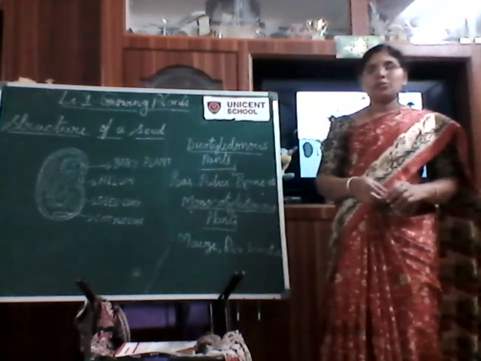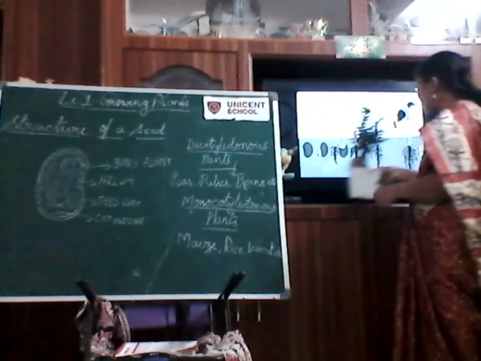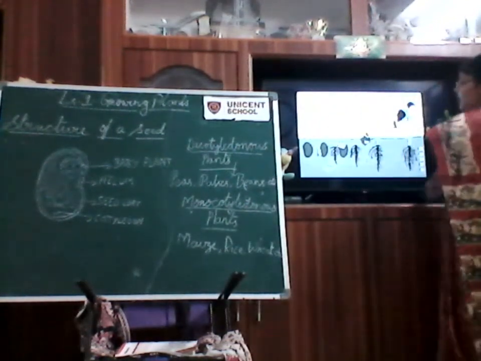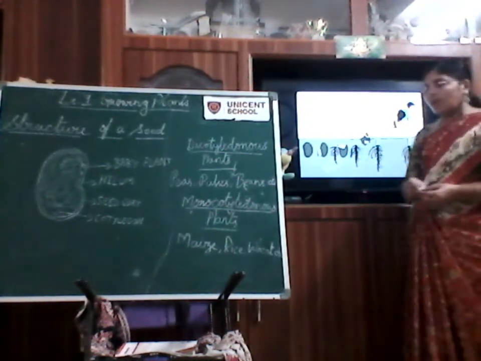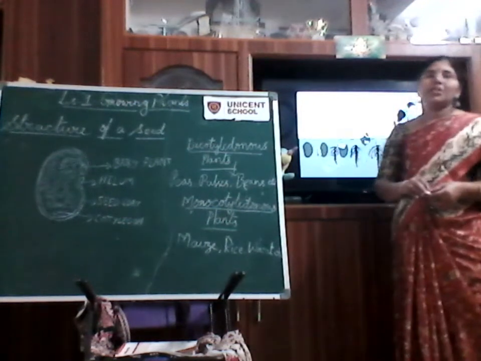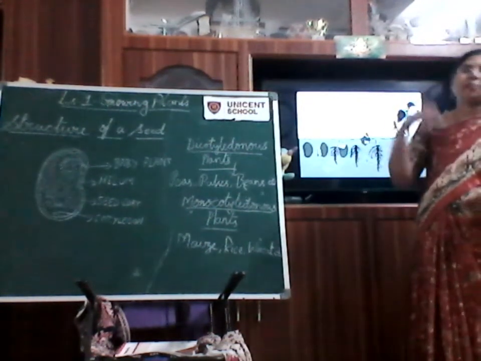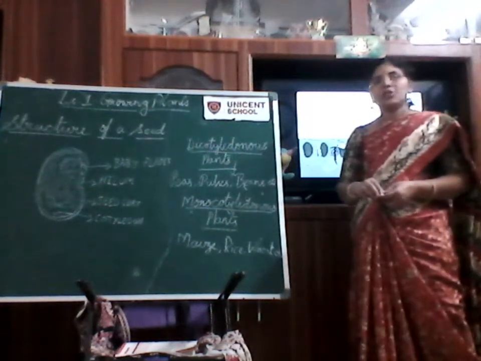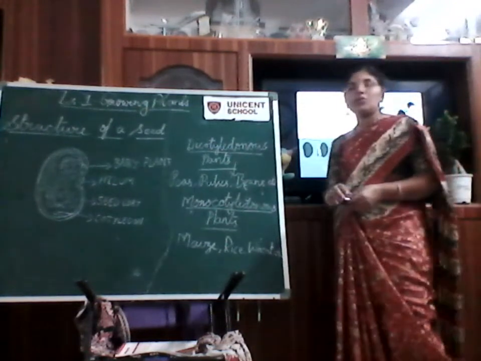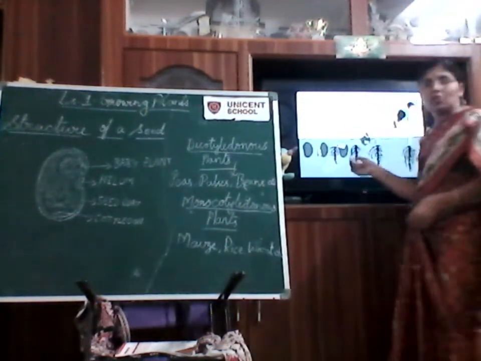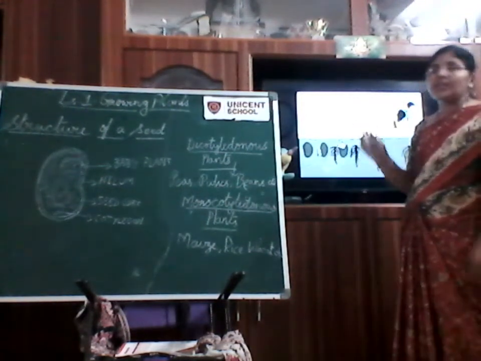Now we move on to the next thing, the germination of a seed. How does a seed germinate? What are the different stages which we see in the germination of a seed? Germination means the process of developing a seed into a baby plant. The new plant coming out of a seed is called germination. Let us see now how this germination occurs.